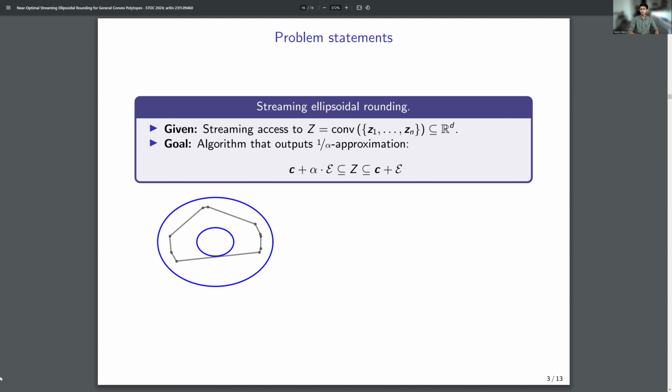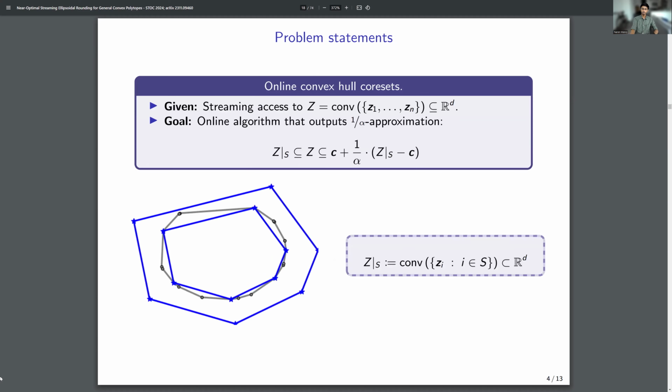So in addition to studying the ellipsoidal approximation problem, the streaming constraint allows us to encode this idea that the input might be too large to store in memory. So if we're trying to produce a summary of a very large data set, then it's conceivable that this input itself is just too large to fit in memory. But in the streaming model, we are still able to access Z, just not all at once. So we're going to see these points one at a time in the order 1 through n.